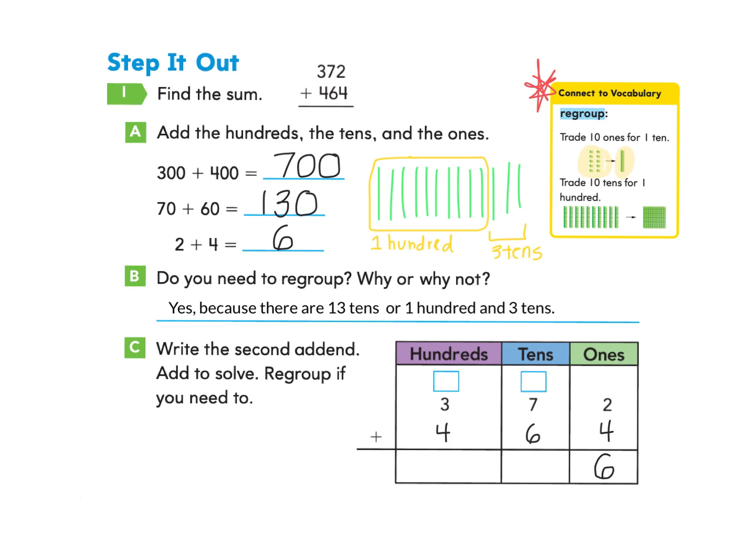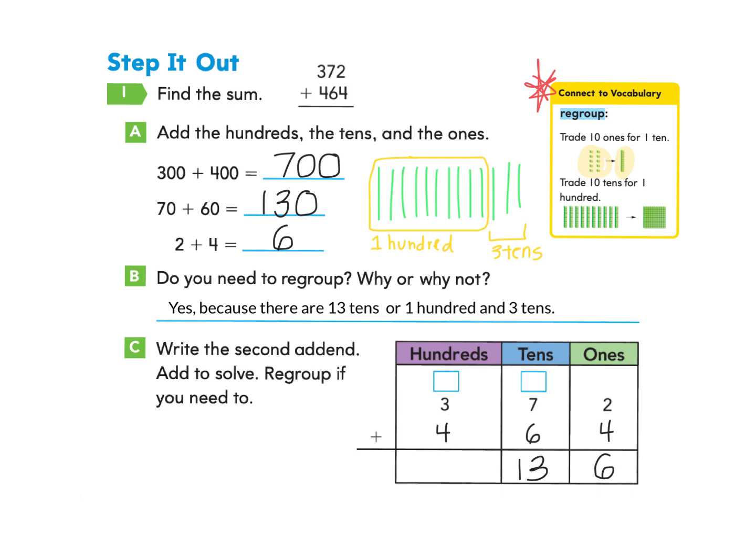And then we're going to look at the next column. We have 7 plus 6. They put this box here just in case we needed to regroup, but we didn't need to regroup because there was only 6 in the ones column. If we had 10 ones, we could regroup to 1 ten, but we don't. We only have 6. So don't worry about this box. 7 plus 6 makes 13.